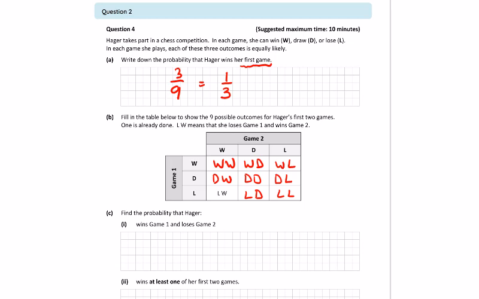Part B we've done, and next the probability she wins game 1 and loses game 2. Well, there's only one possibility of that. Wins game 1 and loses game 2 is 1 win-loss, 1 over 9. And wins at least 1 of the first 2 games. You can see very similar questions get asked all the time. At least 1 of the first 2 games. Well, these are all wins, at least 1. This is a win, and this is a win as well. So there's 5 of them out of a total of 9 again. You can see the same as the last question.